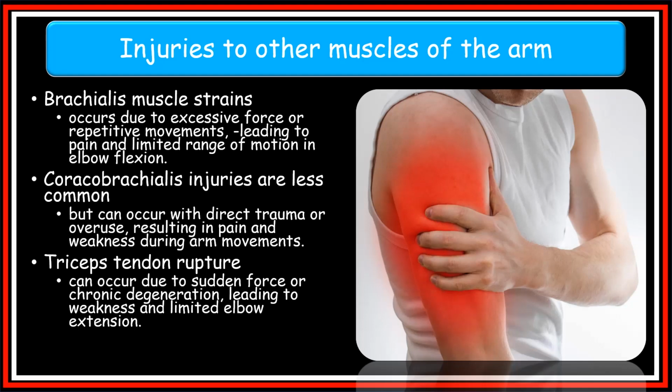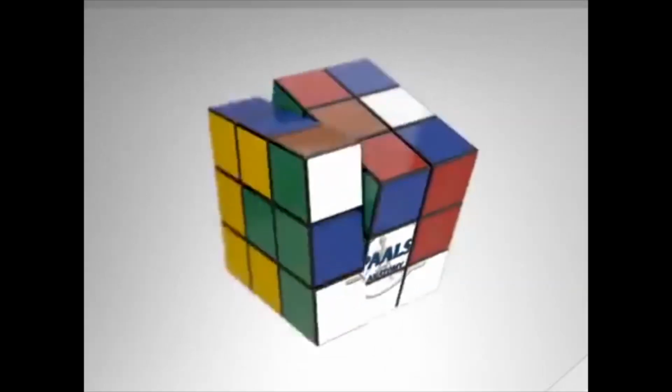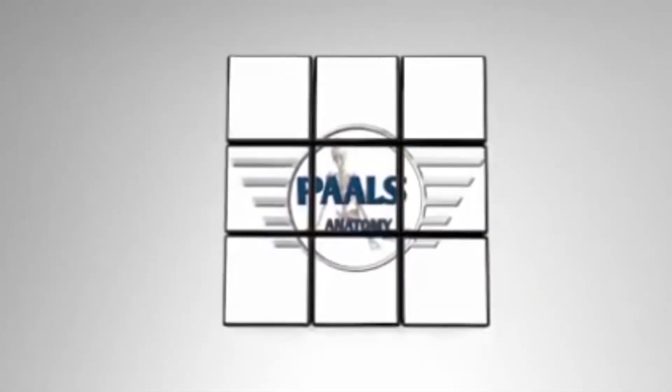If biceps brachii can rupture, the tendon can rupture. Triceps can also rupture. So we also have triceps tendon rupture. This occurs when there is a sudden force or chronic degeneration of this muscle. And then when this happens, it leads to weakness and limited elbow extension. That's right. Remember the function of triceps? Extension. Wow. This is where we'll end our lecture on the arm.